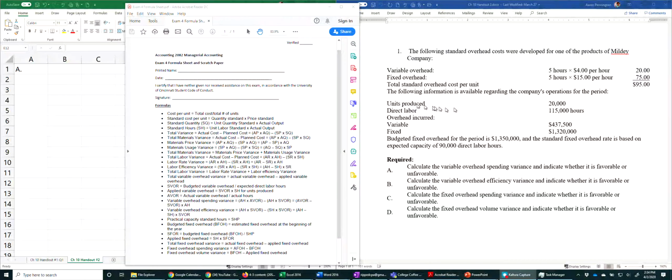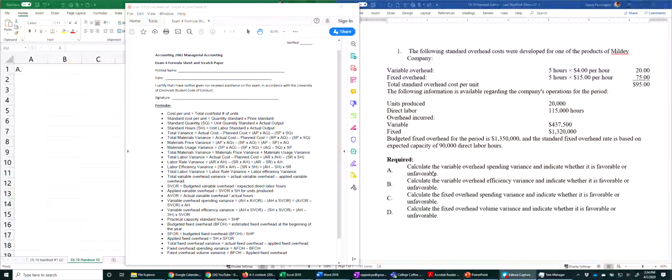And we have some actual numbers. 20,000 units produced during the period, 115,000 direct labor hours worked during the period. And then you have your actual variable overhead, $437,500, and your fixed, $1.32 million. Then the problem goes on to tell us budgeted fixed overhead for the period, $1.35 million. And the standard fixed overhead rate was based on expected capacity of 90,000 direct labor hours. Okay, so let's start in with requirement A.